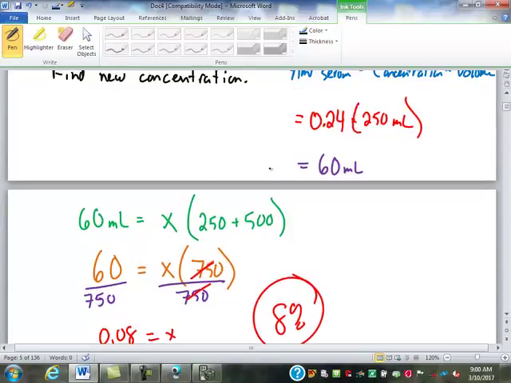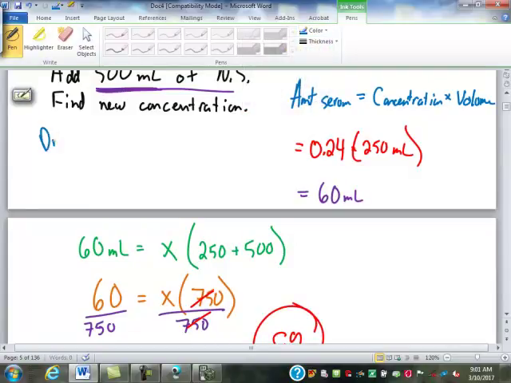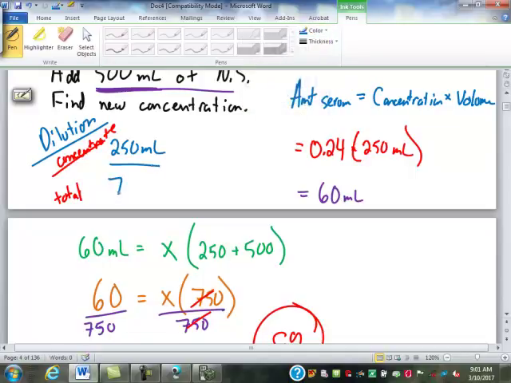If we look at this, what dilution was involved? Well, we started out with 250 milliliters of a concentrate. That's not pure serum, but that is the concentrate. We ended up with a total volume of 750 milliliters. That was the 250 plus the 500. And if we simplify that, that's a 1 in 3 dilution.